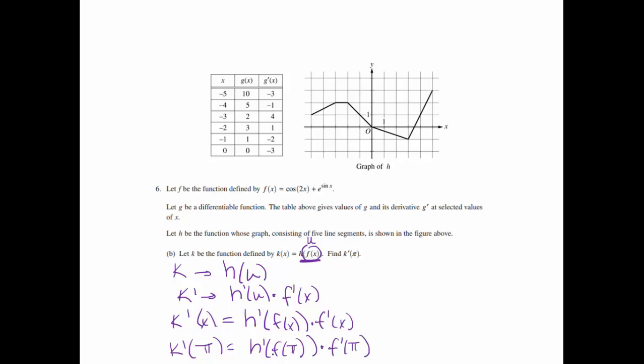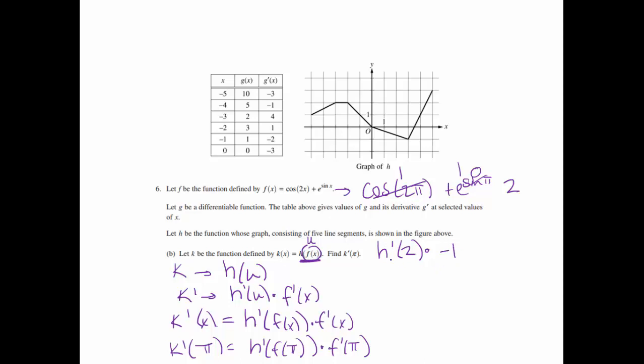All right, so here we go. I'm going to now get h prime. To get f of pi, I'm going to come up into this formula and plug pi in for my x. Okay, the cosine of 2 pi is equal to 1. Sine of pi is equal to 0. E to the 0 is 1, so 1 plus 1 is 2. So f of pi is 2. And then times f prime of pi, we found that in part A, that was equal to negative 1.